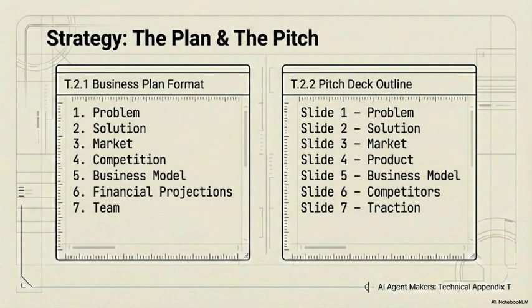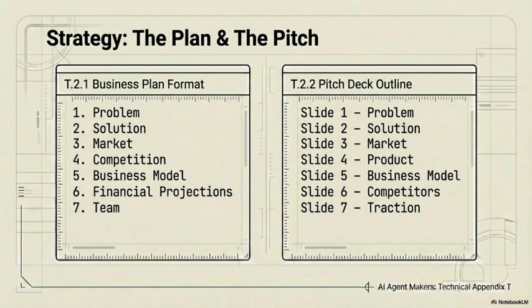While forcing the inclusion of a section on competition or financial projections prevents a founder from just dwelling on the exciting solution part and ignoring the critical and sometimes uncomfortable realities of the market. It enforces comprehensive strategic thought. That strategic rigor then has to translate into documents that are designed to attract capital.